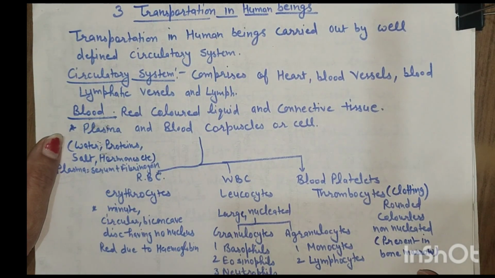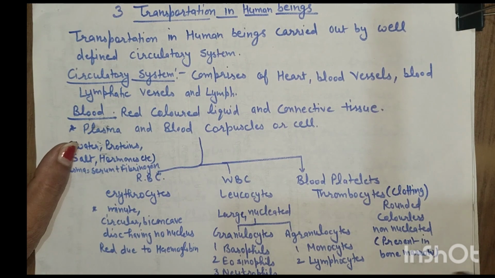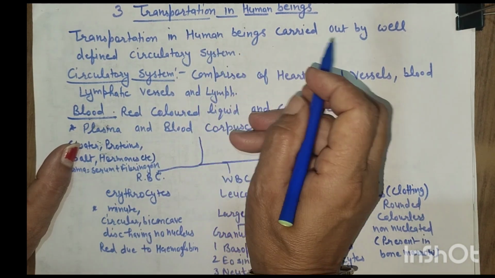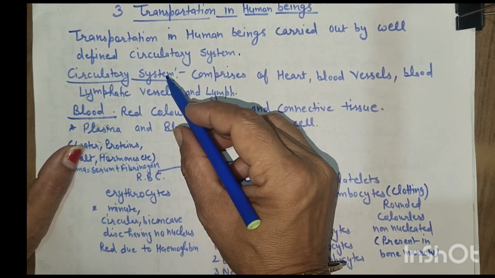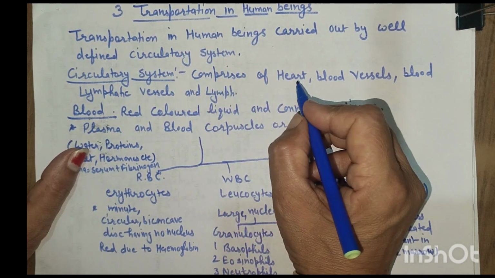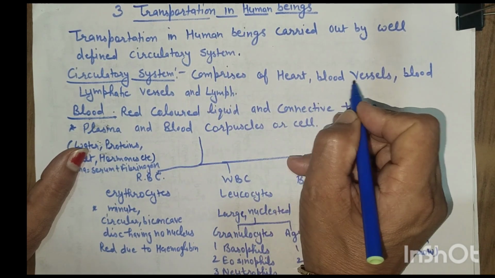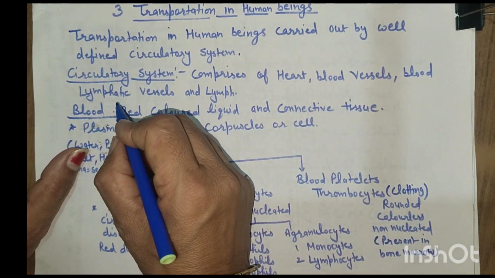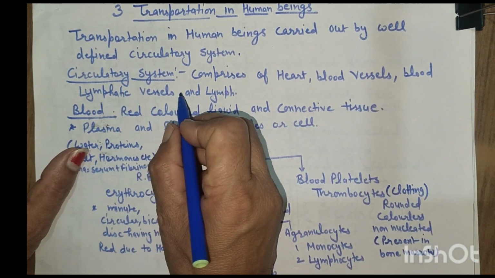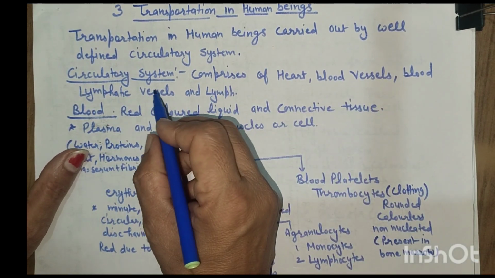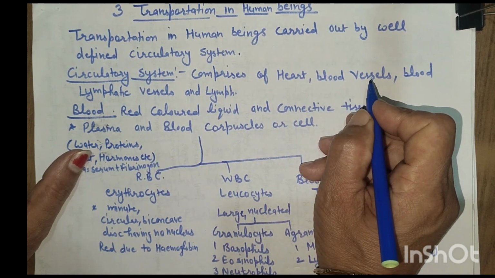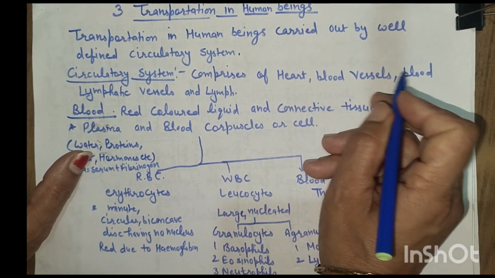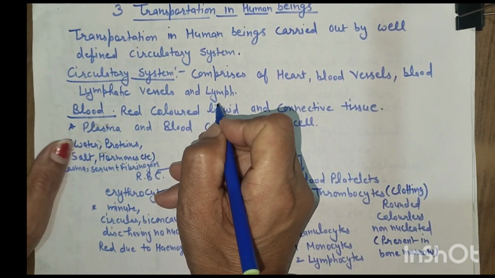transportation. Transportation in human beings is carried out by the well-defined circulatory system. And the circulatory system comprises the heart, different blood vessels, blood, lymphatic vessels, and the lymph.